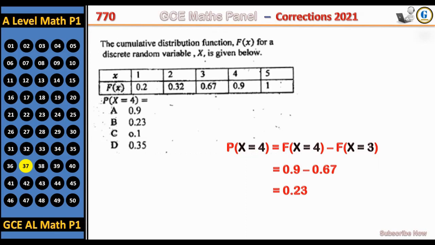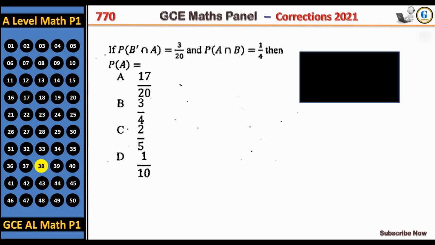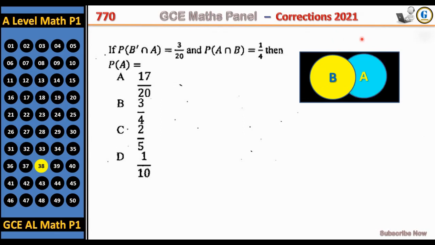Alright, question 38. The probability of B prime intersection A equals 3 over 20, and the probability of A intersection B equals 1/4. Find the probability of A. I'll start by considering the Venn diagram shown. This is B, and I want to look for B prime. So this region in black is B prime. Now let's look for B prime intersection A. So I'm going to include A. This region in blue is B prime intersection A. So how do I get the probability of A?